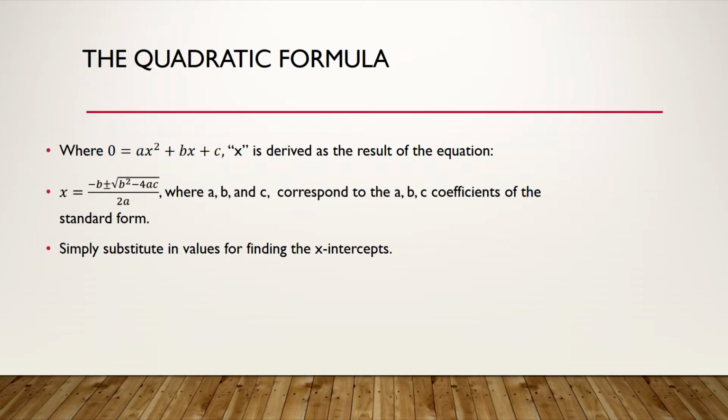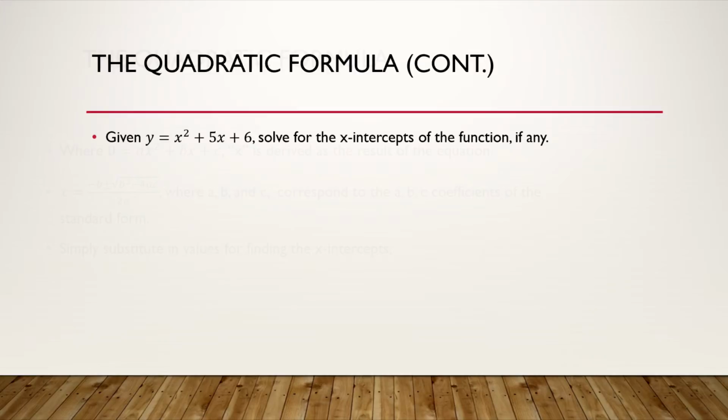Let us set aside completing the square for a short bit as I teach you the standard quadratic formula, where 0 equals ax squared plus bx plus c. X is derived as the result of the equations shown, where a, b, and c correspond to the a, b, c coefficients of the standard form. Simply substitute in values for finding the x-intercepts. You will see an example of solving by the formula on the next slide.